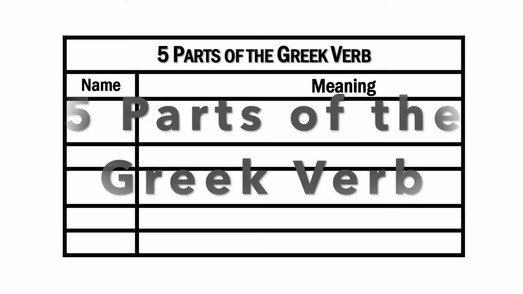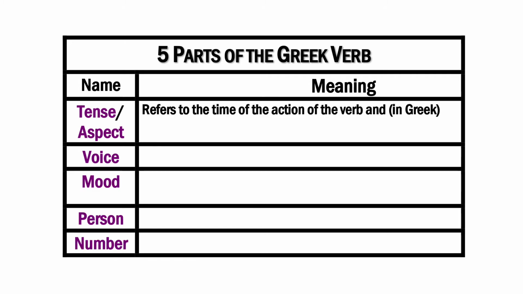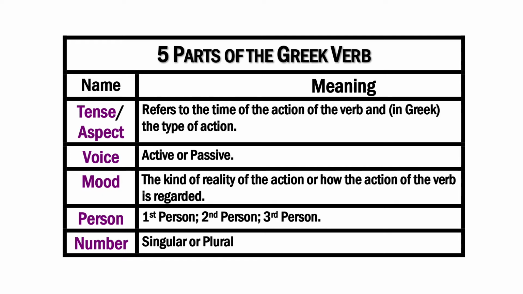Okay, five parts of the Greek verb. First comes tense or aspect, and then voice, and then mood, and then person, and finally number. Tense or aspect refers to the time of the action of the verb, and in the Greek, the type of action. Voice can be active or passive voice. Mood is the kind of reality of the action, or how the action of the verb is regarded. Next is person. You can have first person, second person, or third person. And finally, number is basically singular or plural.